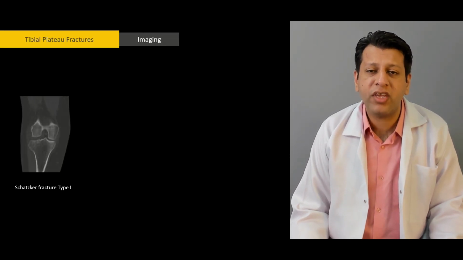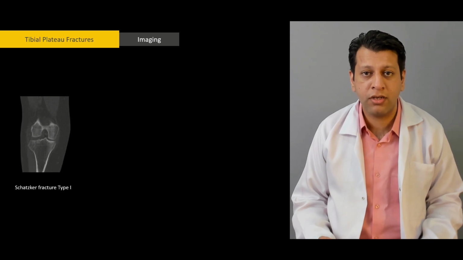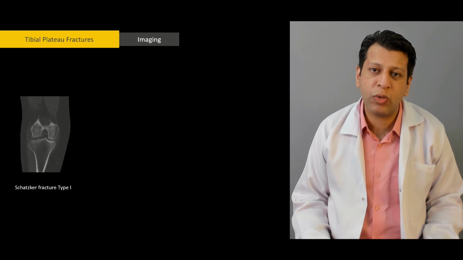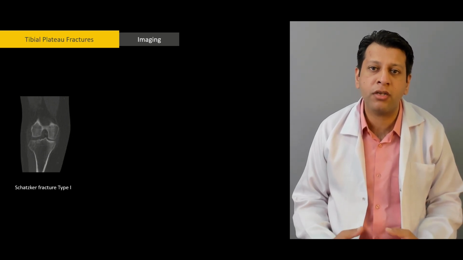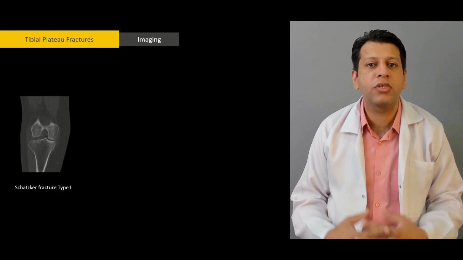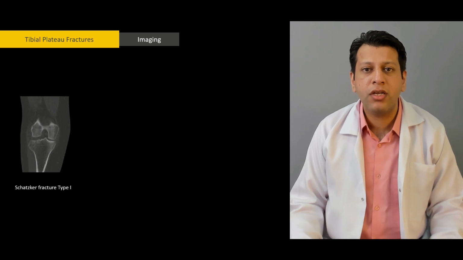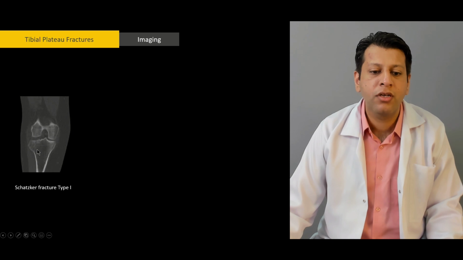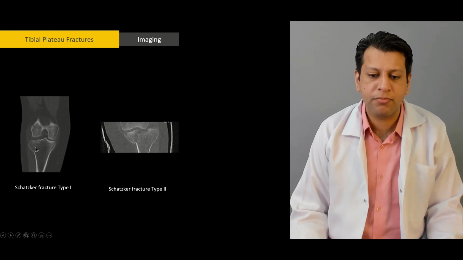Now coming to some of the imaging, if you get a patient who has a history of head-on impact with the car or the bumper of the car, with swelling, bruising, decreased range of motion and excessive pain, the first and foremost investigation is always the x-rays. You get an AP and lateral view after the clinical examination. This is showing an AP view of a Schatzker type 1. You can appreciate the lateral split of the lateral tibial condyle.